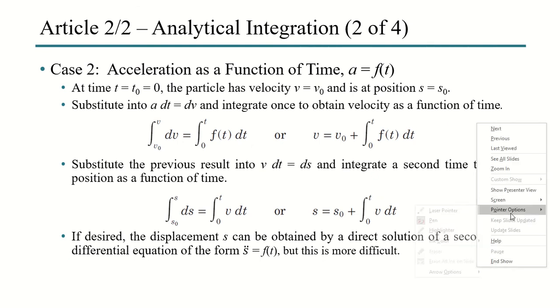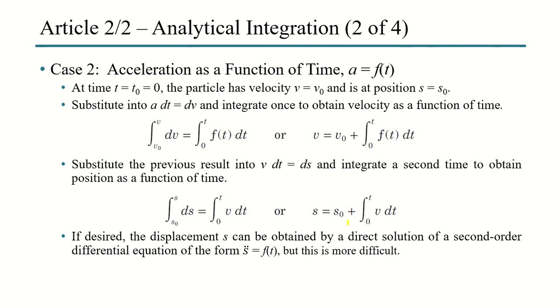Case 2 is, we have acceleration as a function of time. So our acceleration here, a, is a function of time. Okay, so we have to make use of this relationship. Now we are going to again assume that at t equal to t sub 0 equal to 0, the particle has a velocity of v equal to v sub 0 and is at the position of s equal to s sub 0. Then substitute it to this equation, right?